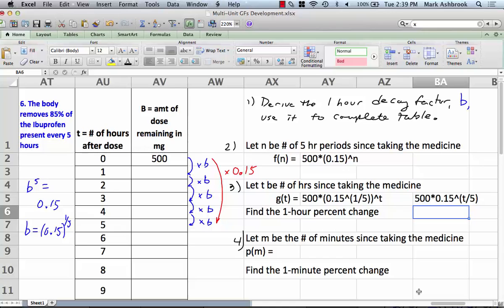And when t is 20, we'll be multiplying by that how many times? 4. So if we're multiplying by that thing 4 times, and t is 20, then that must be the 5-hour growth factor. All right, so how do we get the 5-hour percent change? Muhammad, did you get that? So where can we get it from?